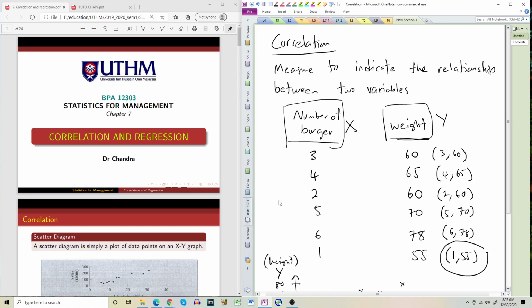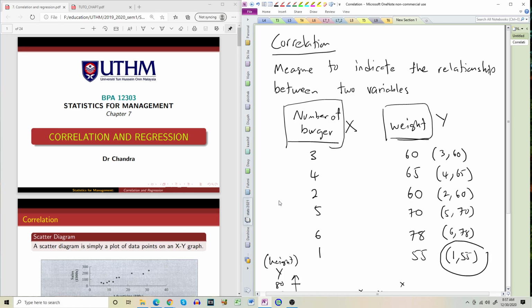For example, this example is not in the slide, I give you one example first: number of burgers and weight. So here the first question I ask is, which one influences which one? We have two categories here, number of burgers and weight.